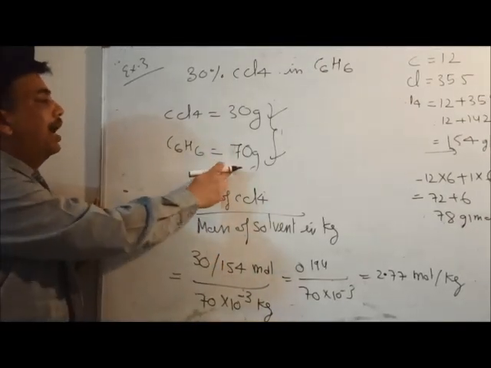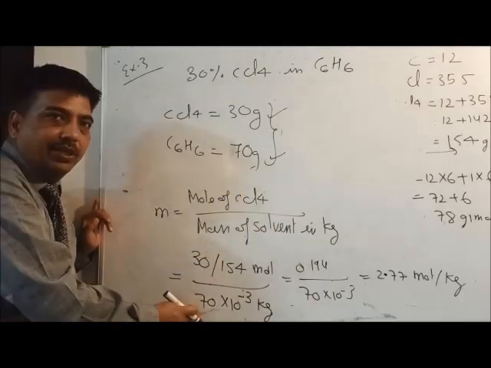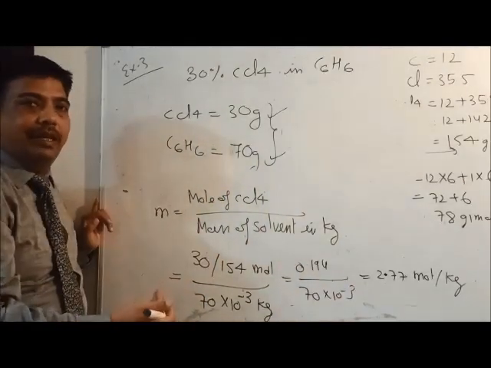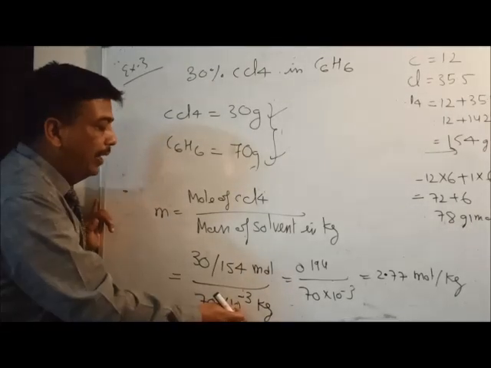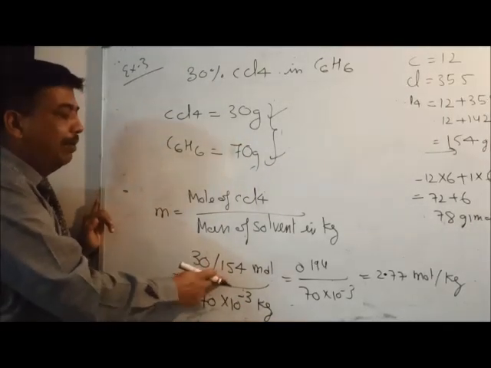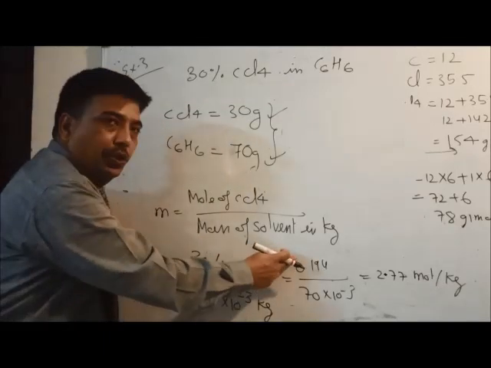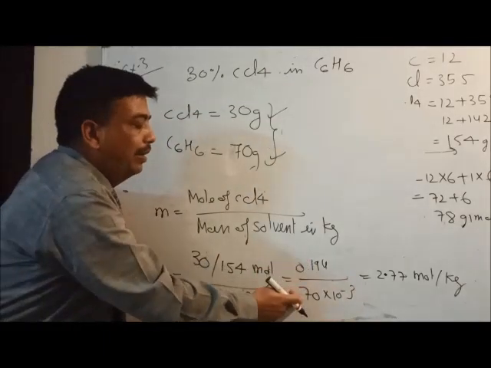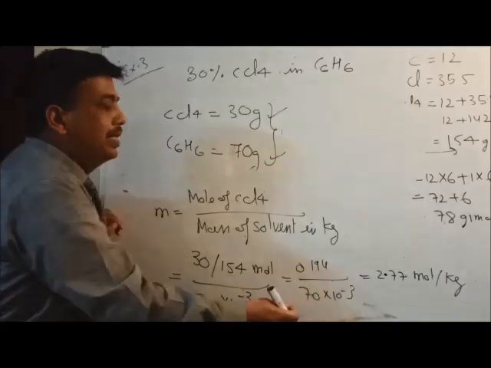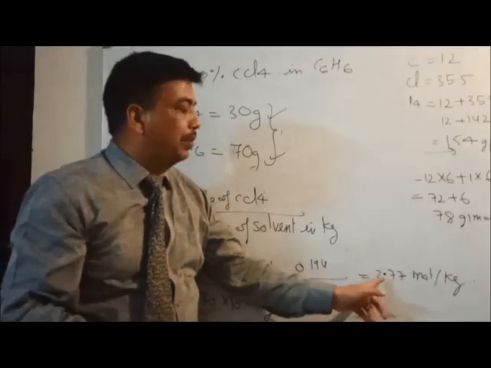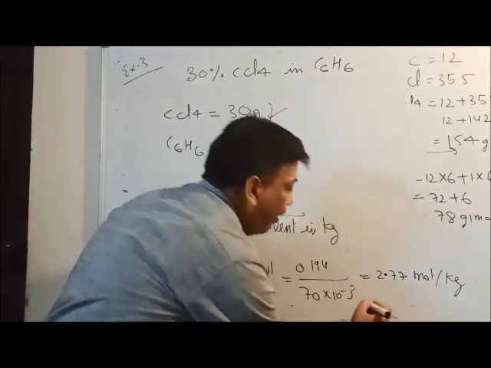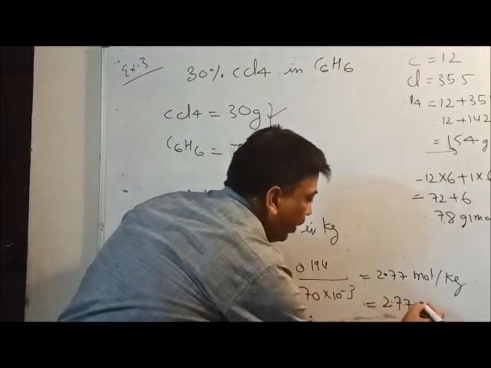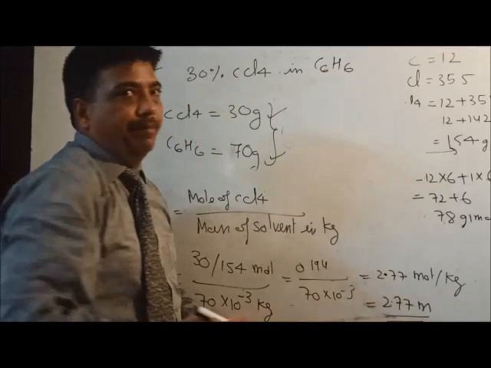And 70 gram of benzene is taken as a solvent, but we have to convert it into kilogram. So 70 into 10 raised to minus 3 kilogram here. By solving 30 upon 154, you get the number 0.194 divided by 70 into 10 raised to minus 3, and this comes out to be 2.77 mole per kg, which can also be mentioned as 2.77 small m.